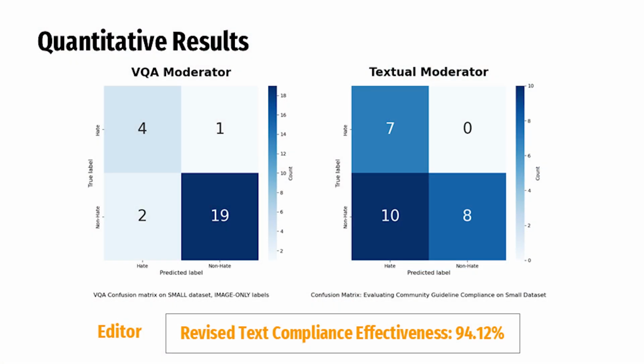To evaluate our models, we use the text-only and image-only labels that we previously mentioned. Here are the confusion matrices. There are very few false negatives, which is pretty good, but our textual moderator does have quite a few false positives, and we'll get to that later. The editor was tested by sending the revised text back into the textual moderator to determine whether the revised text had been made compliant. As you can see, we have around 94% effectiveness on that.